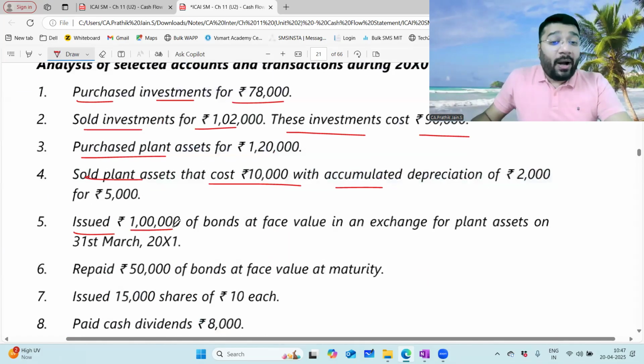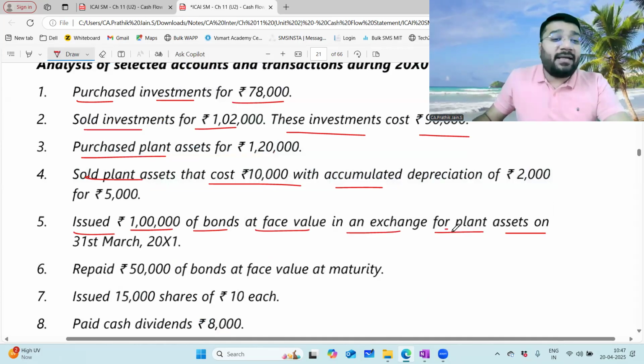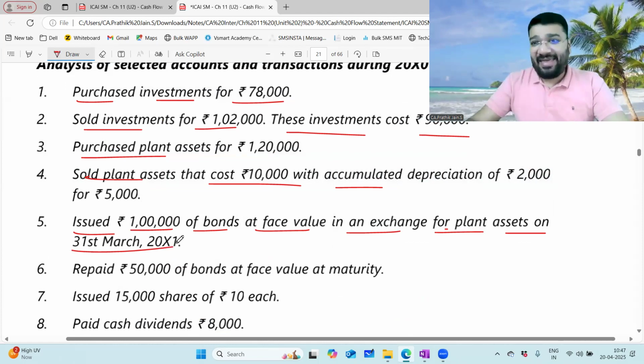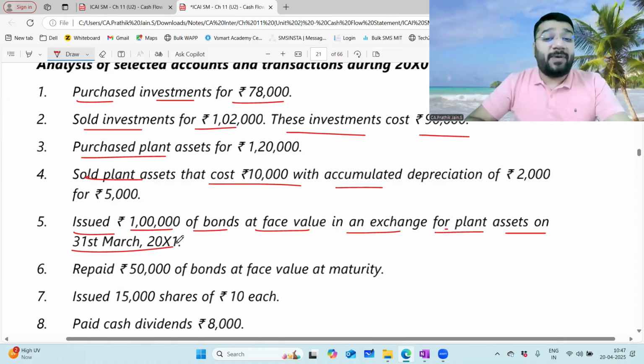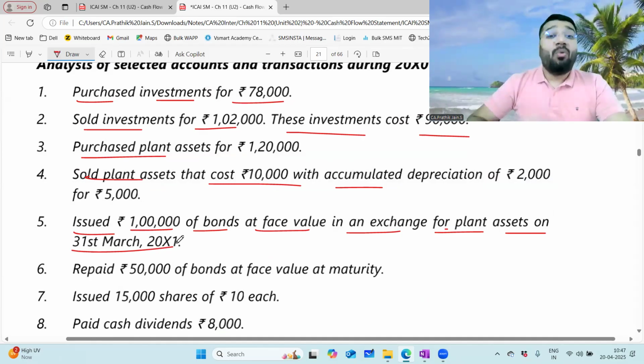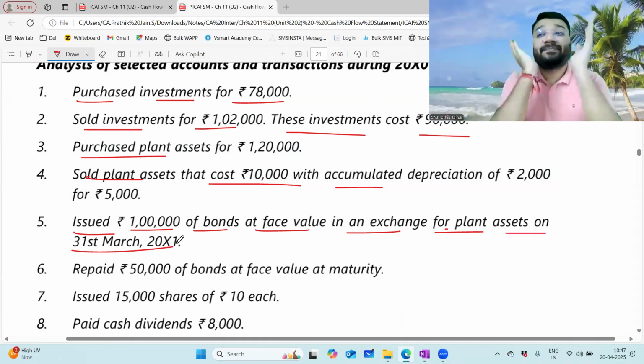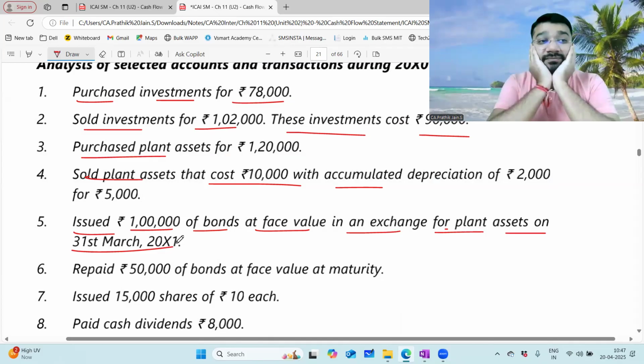Issued 1 lakh of bonds at face value in exchange for plant assets on 31st March 2001. No flow. What is this saying? Issued rupees 1 lakh of bonds at face value in exchange for plant assets on 31st March 2001. What is this statement trying to say? I have purchased plant, and for making payment, I am issuing bonds to the other party.